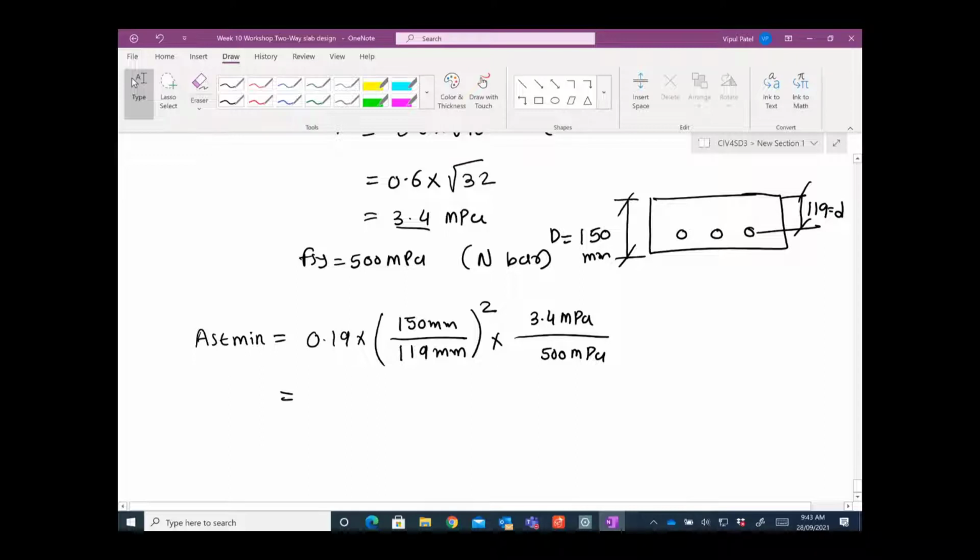150 divided by 119 squared, times 0.19, times 3.4 divided by 500. What is happening? Oh, okay.